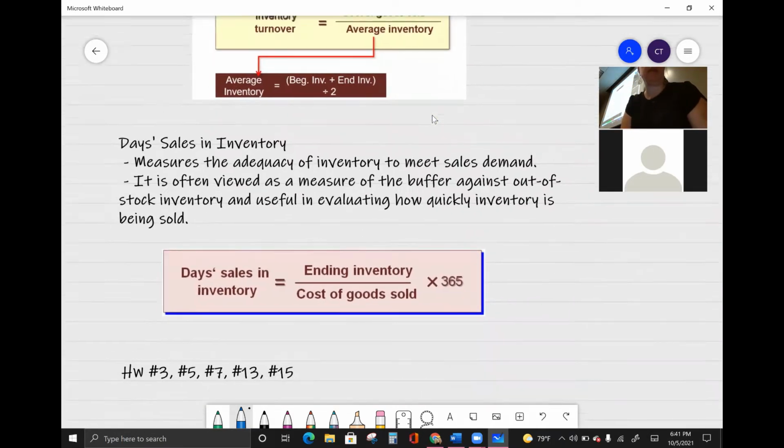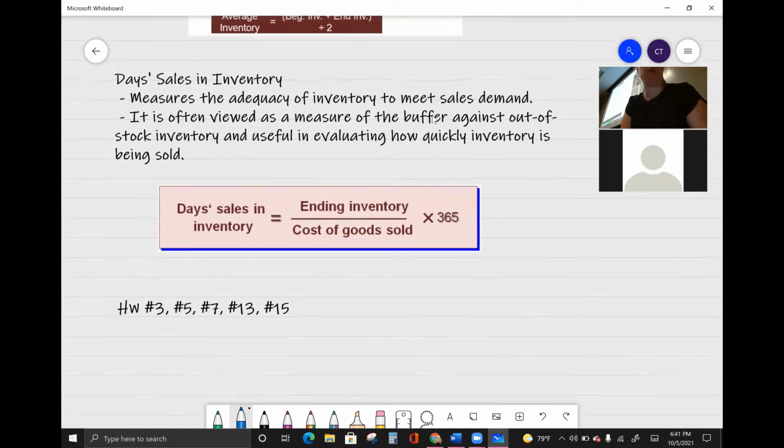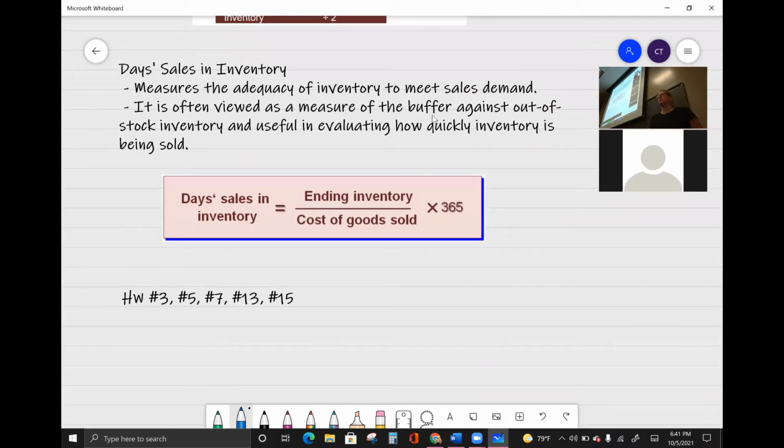Then we have days sales in inventory. So we want to measure the adequacy of the inventory to meet the sales demands. It can be viewed as a measure of the buffer against the out of stock inventory and useful in evaluating how quickly inventory can be sold. So we have the days sales in inventory formula, which is ending inventory divided by the cost of goods sold times 365. So just remember those formulas so you can plug your numbers in. It's always times 365.